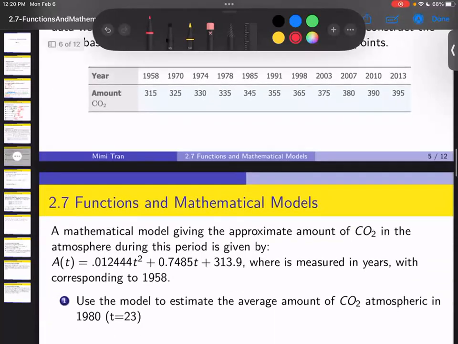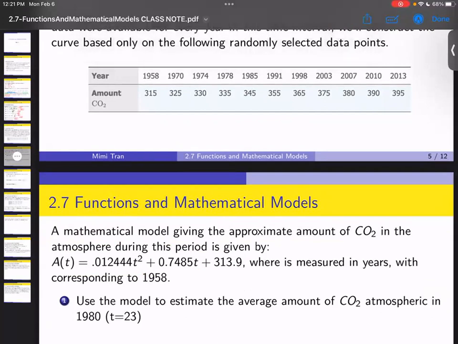A mathematical model giving the approximate amount of CO2 in the atmosphere during this period is given by this. It's a quadratic, right? But it's a polynomial. Where T is measured in years. I forgot a T here.